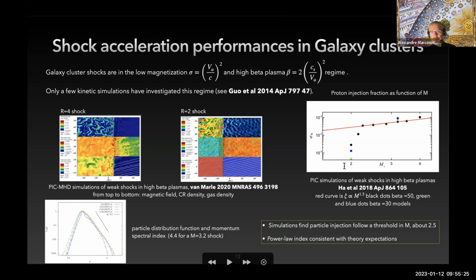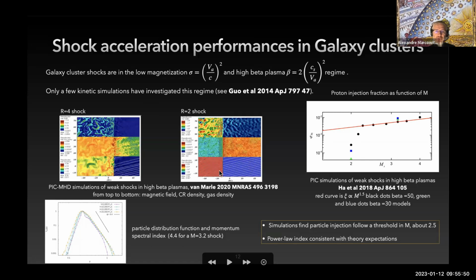As no surprise, you find the same trend as I showed you before. That is, the cosmic ray acceleration efficiency is dropping as you go toward Mach of the order of 2. And this is also verified using PIC MHD simulation.